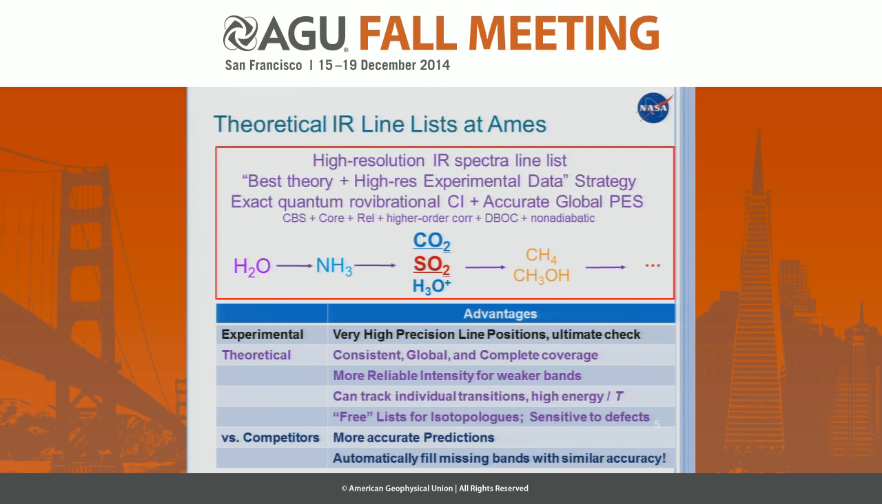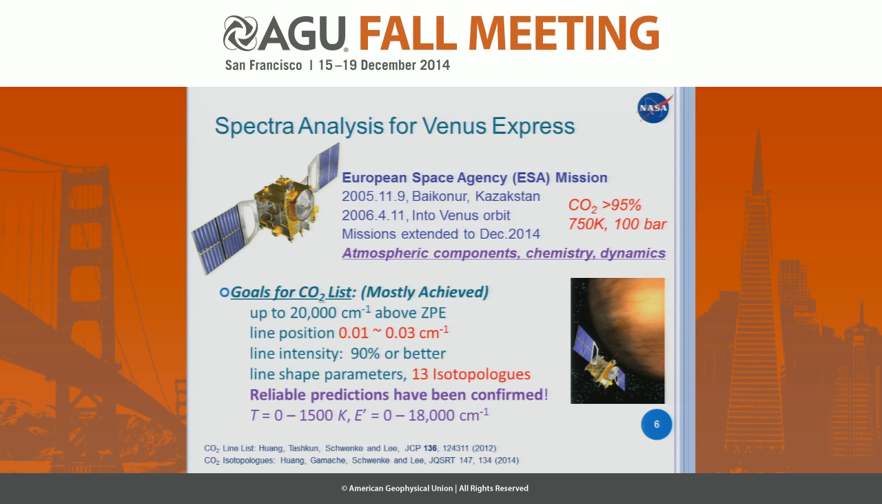Compared to our competitors, we are leading in prediction accuracy by 1 order of magnitude. Usually our interpolations are so good, you can think in this way, we automatically fill up all the missing bands with a similar accuracy up to the highest existing experimental data. So come back to sulfur dioxide. This follows what we have done for carbon dioxide.